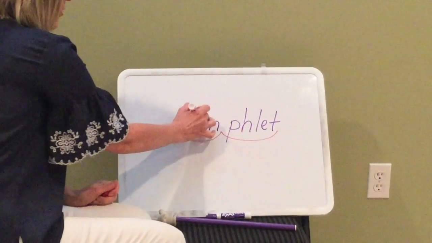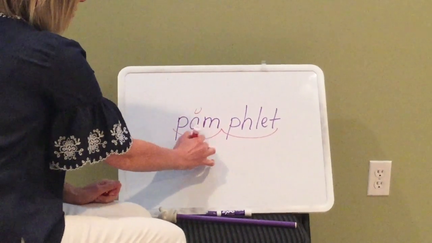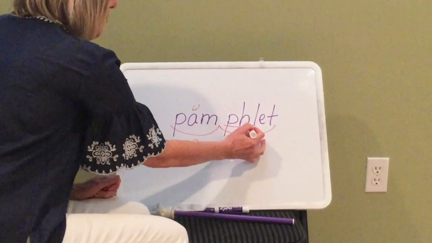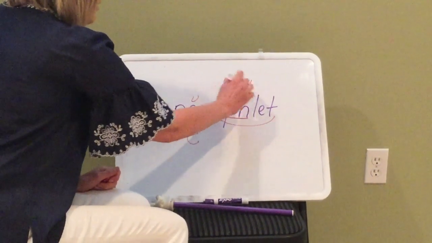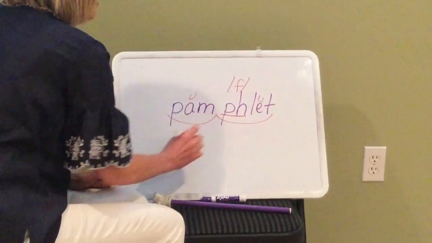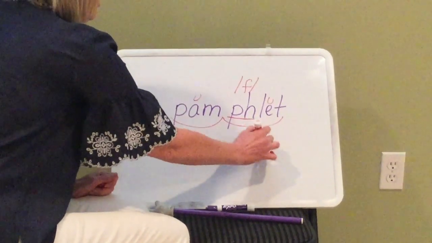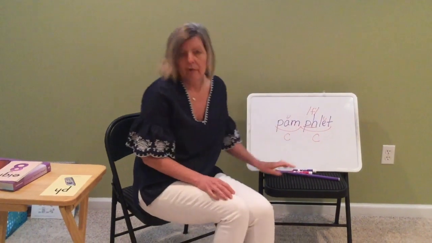Our first syllable, notice we have a short A sound followed by a consonant. So this is a closed syllable. Our next syllable, notice it starts with our PH digraph. So we're going to underline that and then mark it as the F because it's making the F sound. We have a short E here, a short E sound, and it's closed with a consonant, so this is a closed syllable.